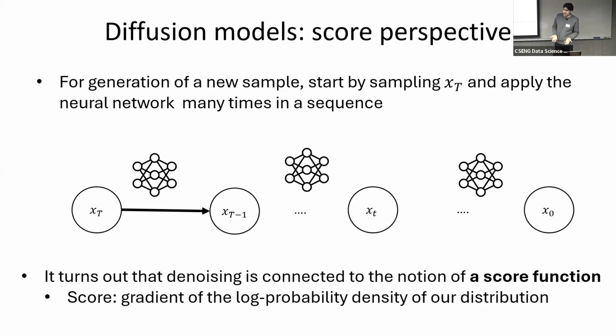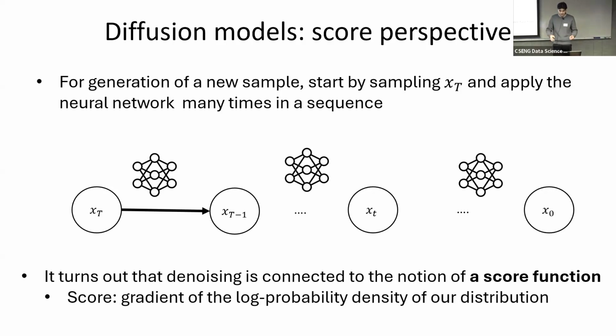But why does this work, right? What is the fundamental perspective? Why does applying this sequence of denoising operations take me to this data distribution? And really, one perspective behind this is that this denoising operation that is learned by the neural network is directly related to the notion of a score function.